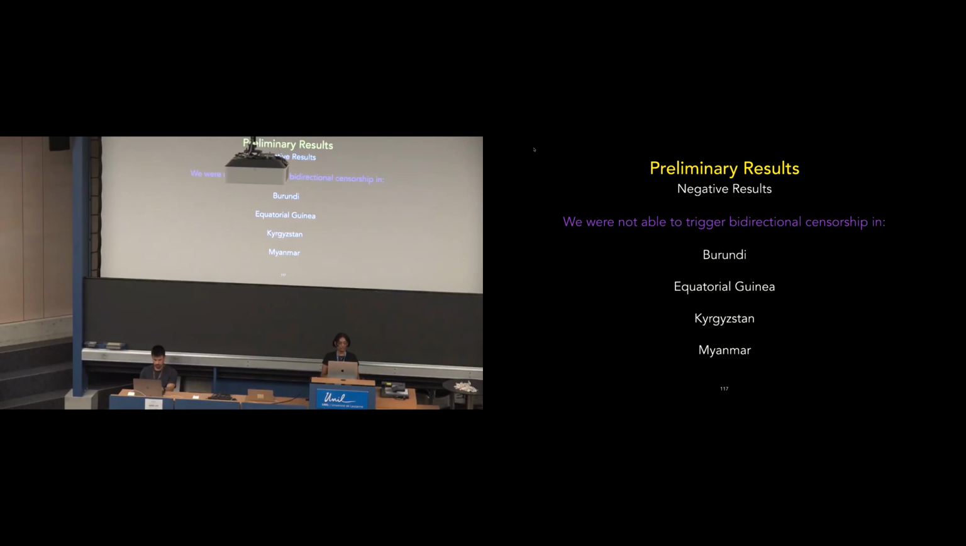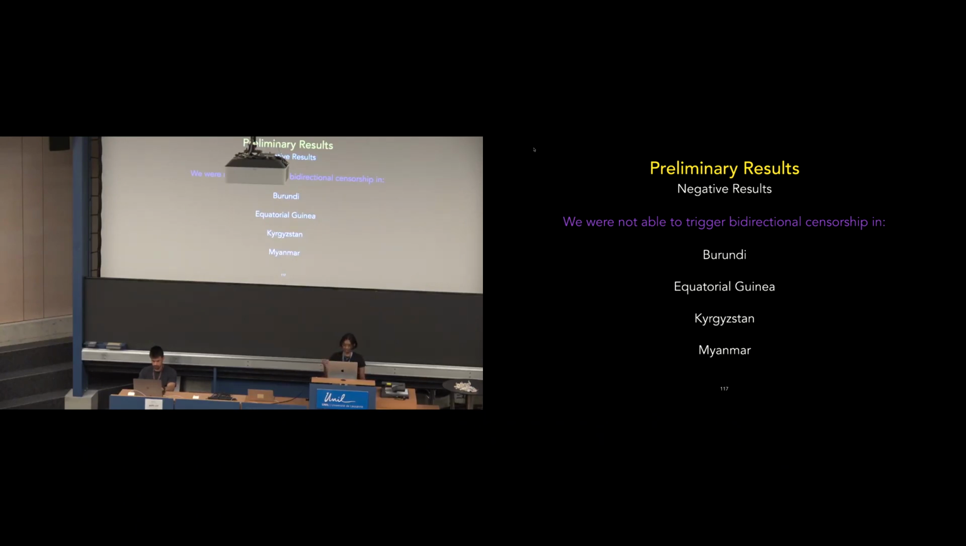All right, so we also tried to trigger bidirectional censorship in Burundi, Equatorial Guinea, Kyrgyzstan, and Myanmar. We chose these countries because, again, they're small countries, they have low internet penetration, and some of them also have really repressive regimes. But unfortunately, there was no bidirectional censorship that we could detect, and so we didn't even train Geneva on it.